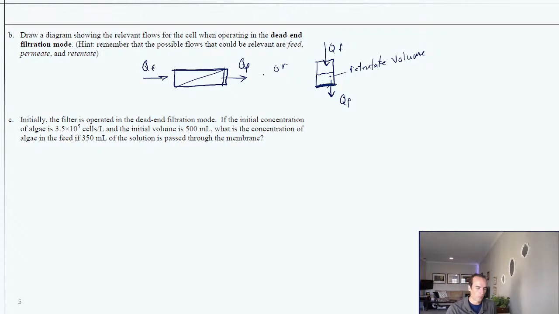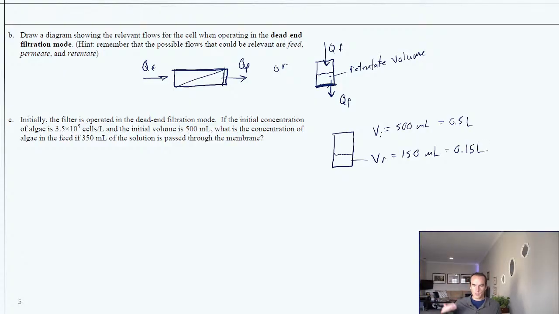Okay, so either one of those drawings would be fine. Then that's relevant because in part C, we want to consider the case where we had some amount of volume, half a liter. So initially we had 500 milliliters, call that V initial, and then we pass 350 milliliters through, and so we have some V remaining, or V retentate. I'm just going to call that VR. This should be 150 milliliters, or 0.15 liters.